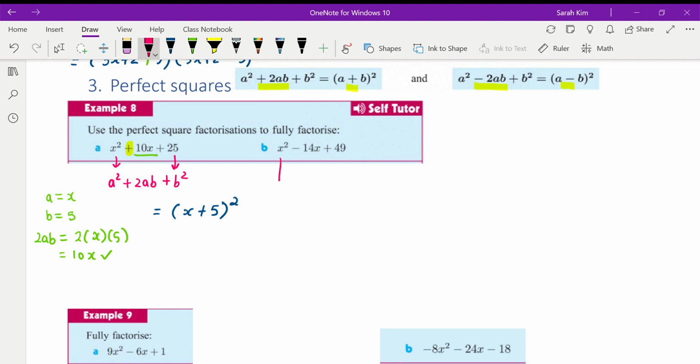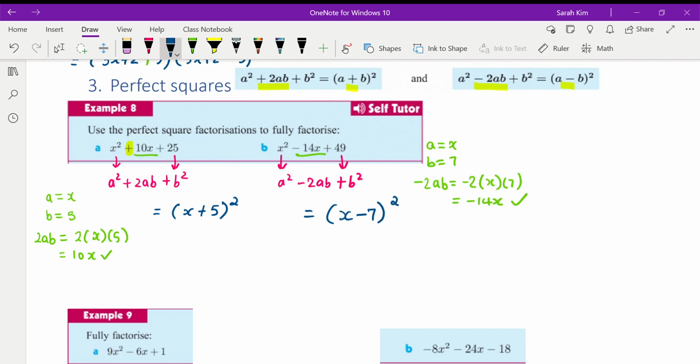Next thing, same thing again. Notice that I've got a minus 14x for my second term, so I'm going to write a squared minus 2ab plus b squared as my formula that I'm trying to satisfy. And I need to find my a and b. a is x, b is 7, because 7 squared is 49, and then I just have to satisfy minus 2ab, so minus 2 times 7 turns into minus 14x, which satisfies that second term. So I can use my perfect squares, and it's a minus option, so it's going to be (a minus b) squared, so (a minus b) squared is my answer.